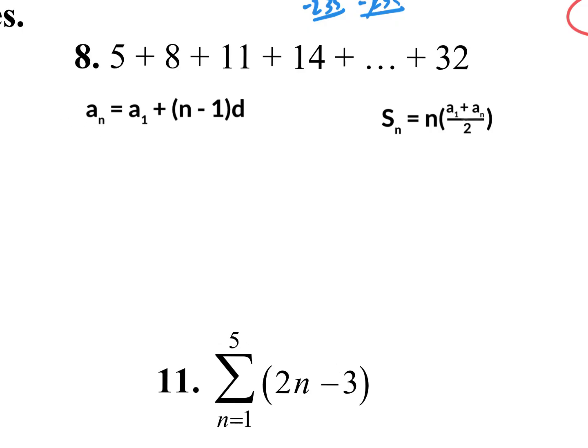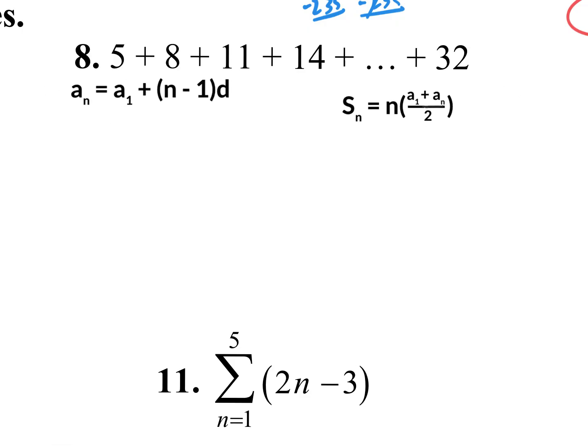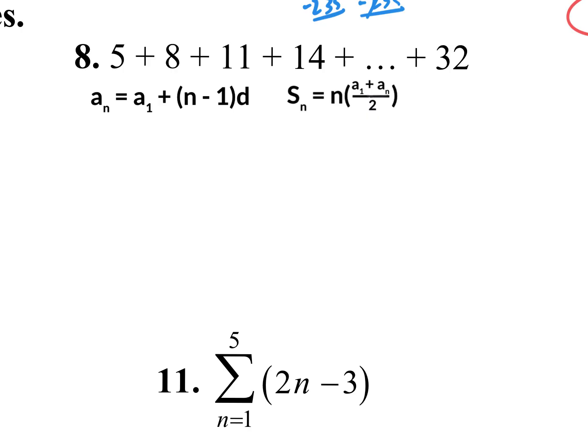So number 8, everybody jot that, or let's all work this out. We have our two formulas. What could we conclude from this? What information could we pull from this? We know a sub 1 is 5. We know a sub n is 32.